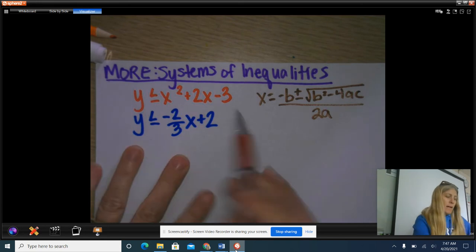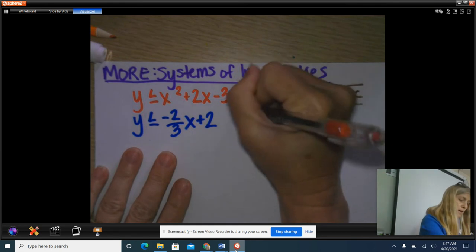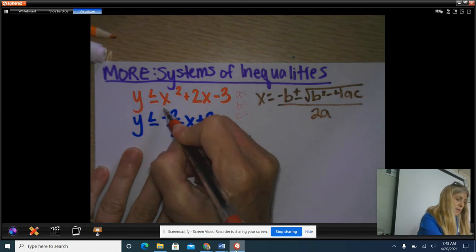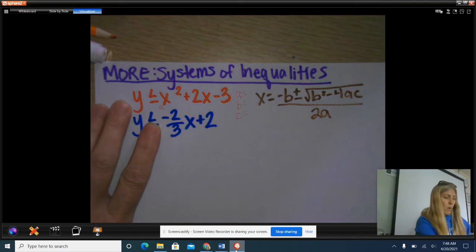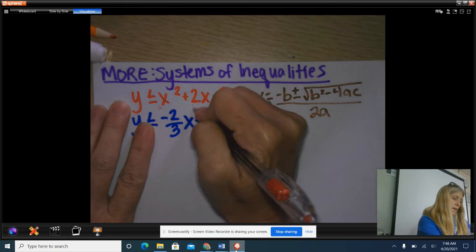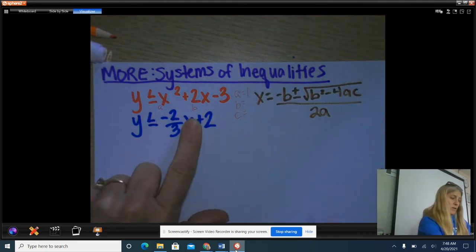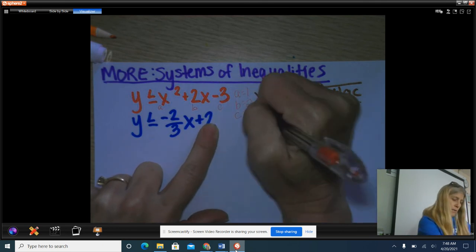So now, for both techniques, we take out our a, our b, and our c. Our a is always the coefficient of our x squared, and it's our invisible 1 right now because there's 1x squared there. Our b is the coefficient of our x, so that is a 2. And our c is our constant, which in this case is negative 3.